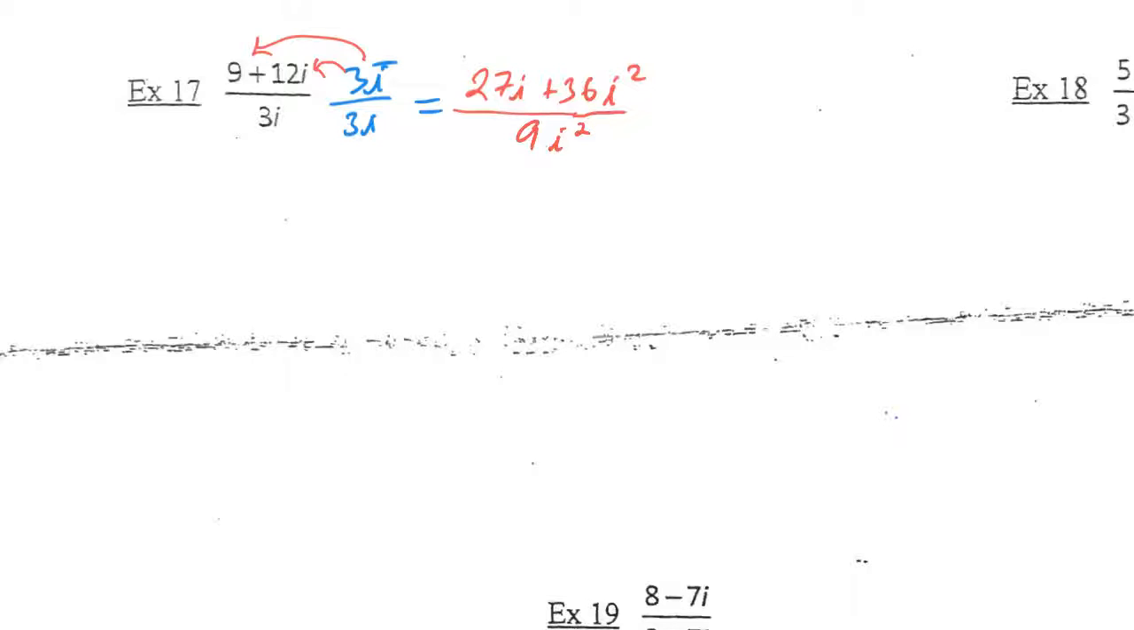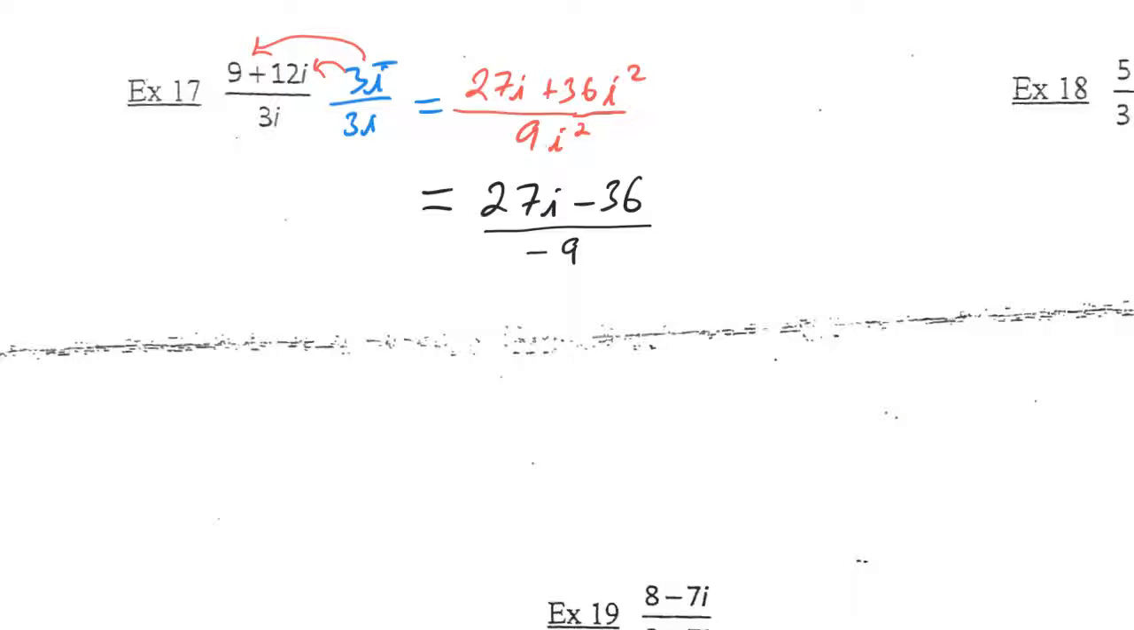All right, so let's drop down a step. And so I've got 27i. I can't really do anything with that, but this 36i squared, have you started to see now that that is going to become a negative 36, right? It's just 36 times negative 1, so it becomes a negative 36 all over, and that 9i squared is going to become a negative 9.